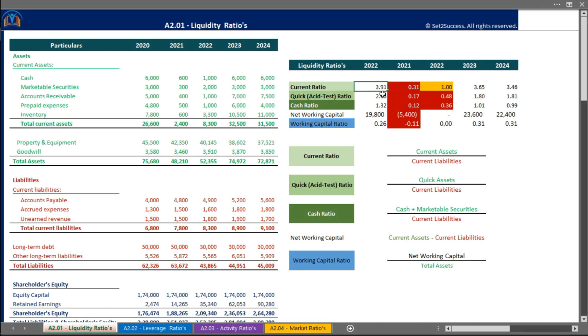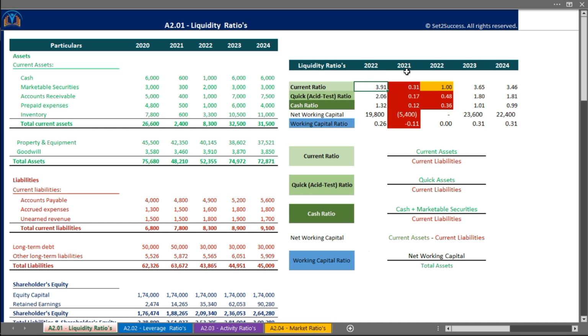So what is 3.91? 3.91 means that your total current liabilities are 6,800, but your total current assets are 26,600. So you can pay 6,800 three to four times. You can pay your current liabilities four times.